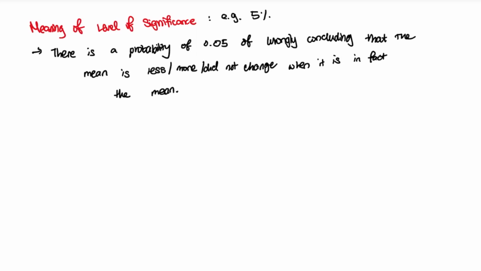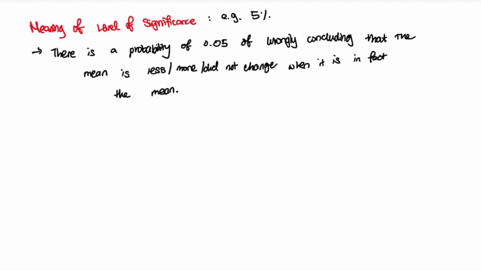When you look at the level of significance, the reason why the question gives you that in the first place is that it is essentially saying there's a probability of whatever this level is of wrongly concluding that the mean value that we're trying to reject or accept is less than, more than, or did not change at all, when it is in fact the mean value that the organization or the chemist had originally proven.